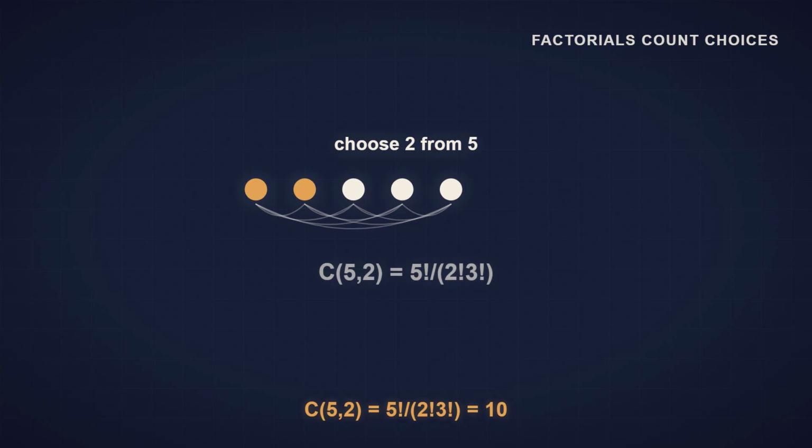The denominator removes the internal order of the chosen group and the unchosen group, because choosing A then B is the same pair as choosing B then A. Factorials make the symmetry between chosen and unchosen objects exact. Choosing 2 and leaving 3 is therefore counted consistently from either side of the split.